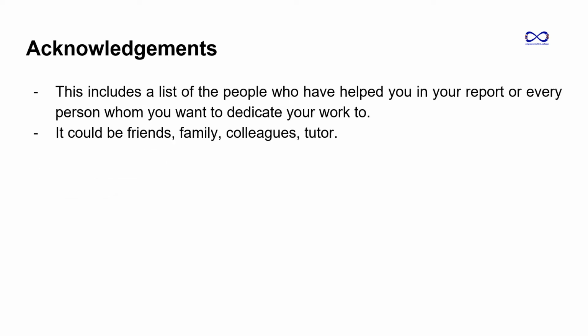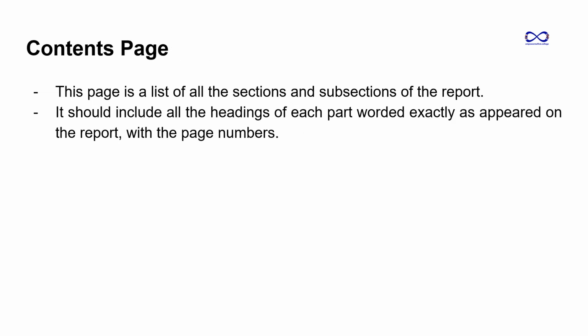Acknowledgements include a list of people who have helped you in your report or every person whom you want to dedicate your work to. It could be friends, family, colleagues, and tutors. The contents page is a list of all the sections and subsections of the report. It should include all the headings of each part, worded exactly as appeared on the report with the page numbers.